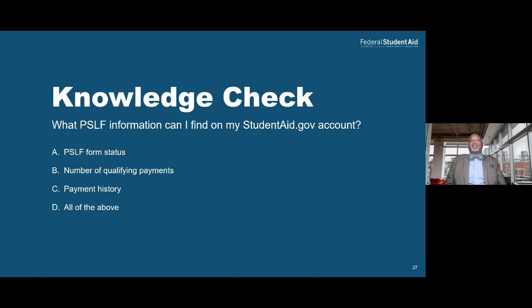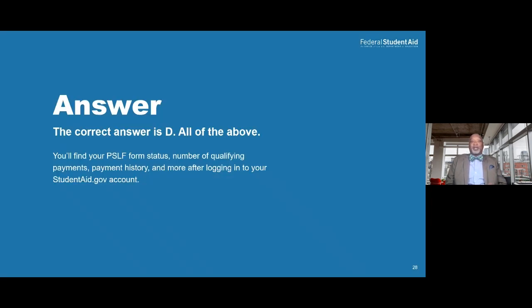Let's go through one more knowledge check. What PSLF information can I find on my StudentAid.gov account? Is it A, PSLF form status, or B, number of qualifying payments, or C, payment history, or D, all of the above? And I know you got this one right. Let's see what the answer is. The correct answer is D, all the above.